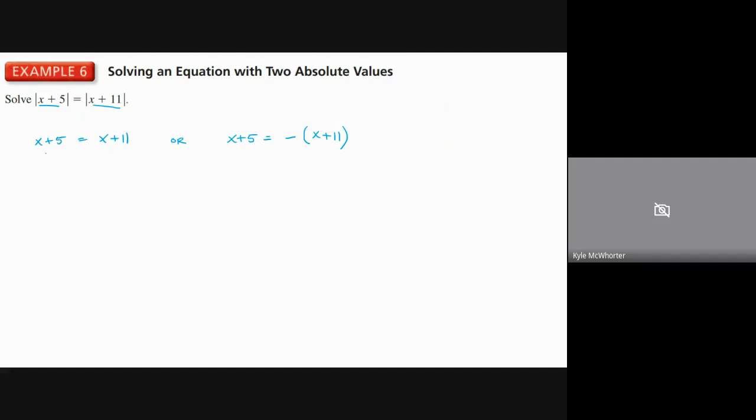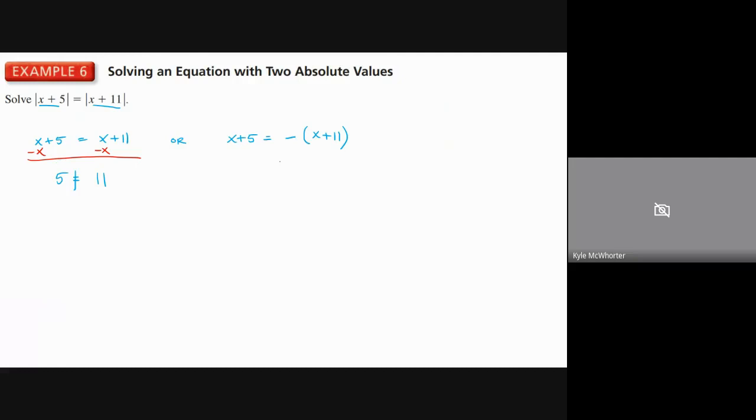So this first one, look what happens when we try to solve it. We've got x on both sides. I'm going to subtract x. We end up with 5 equals 11, which it does not. So we don't get a solution from that equation.